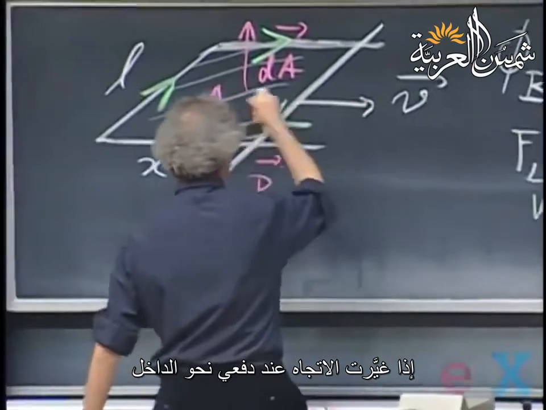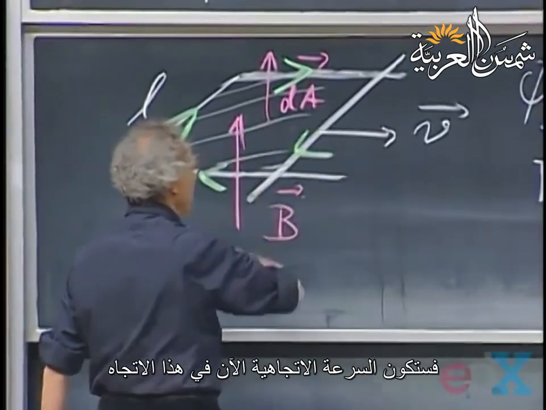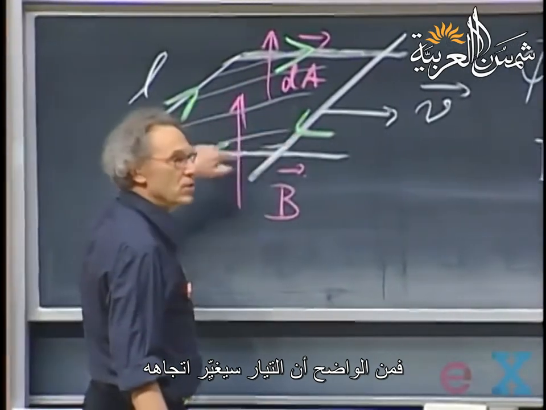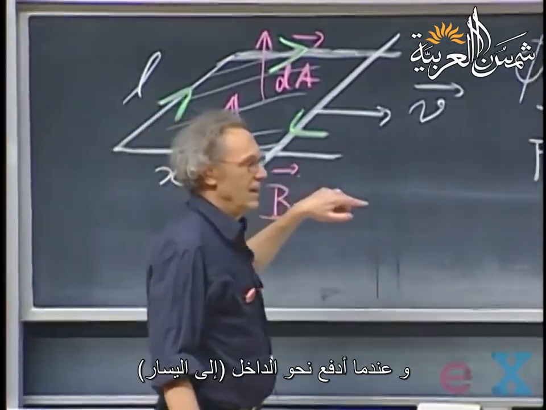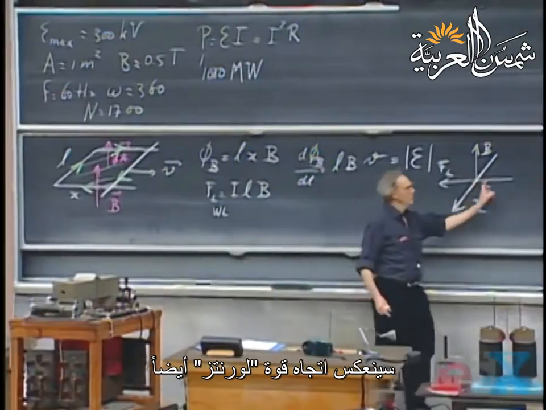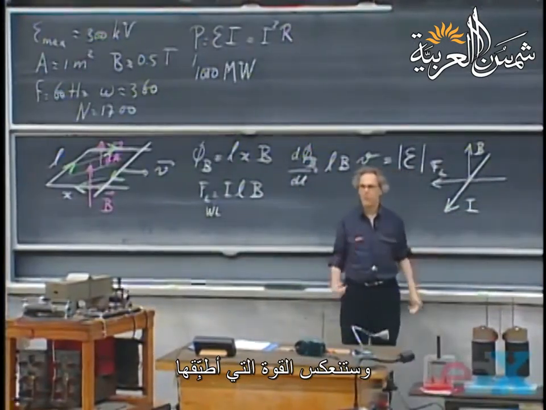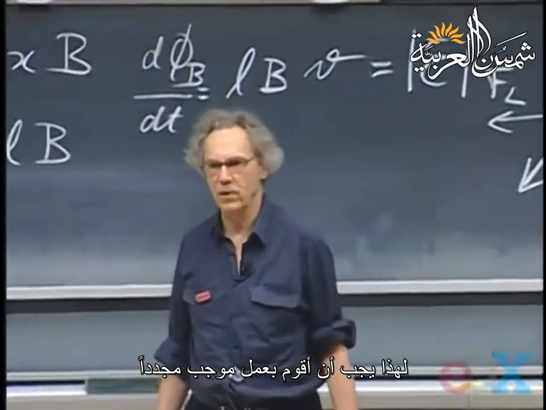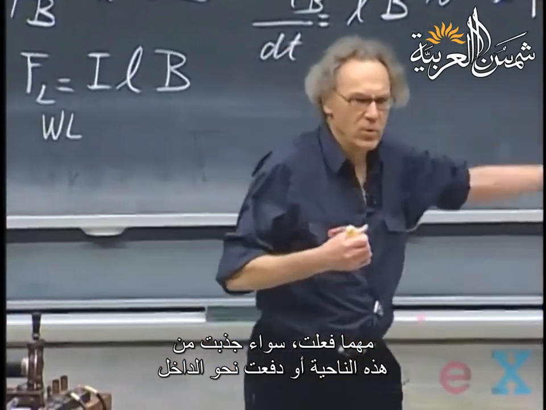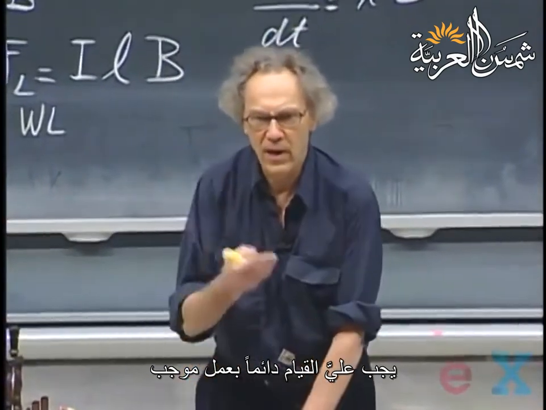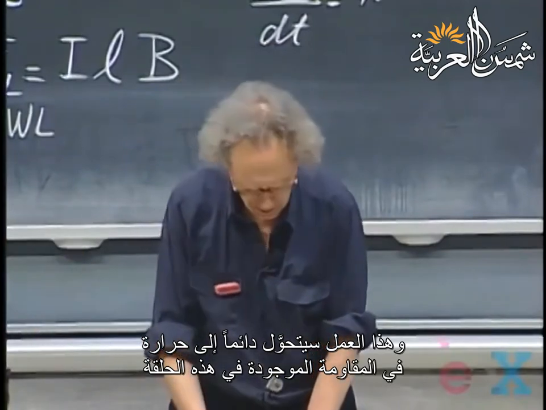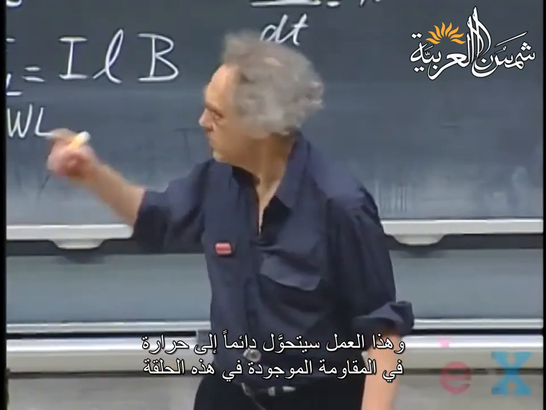If I change the direction when I push in, the velocity is now in this direction, then clearly the current is going to change direction. And so when I push in, the Lorentz force will also flip over, and so the force for me will flip over. So again I have to do positive work. There's no such thing as a free lunch. No matter what I do, whether I pull this way or push in, I always have to do positive work, and that work is always converted then to heat in the resistance of that loop.